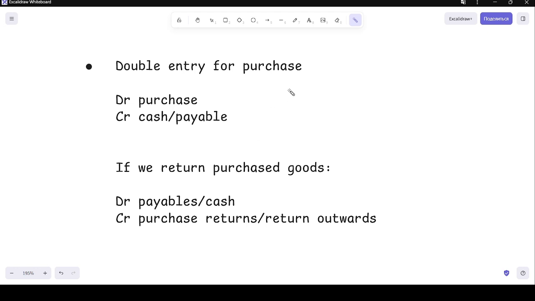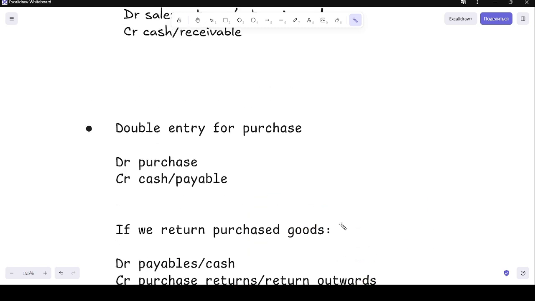Let's talk about purchase returns. Typical double entry for purchase will be purchase on the debit side and cash or payable on the credit side. This is also about the type of purchase that we made. Okay, what will happen if we return the purchased goods? It will be payables or cash on the debit side, and purchase returns or return outwards on the credit side.